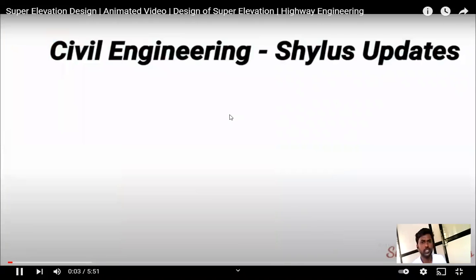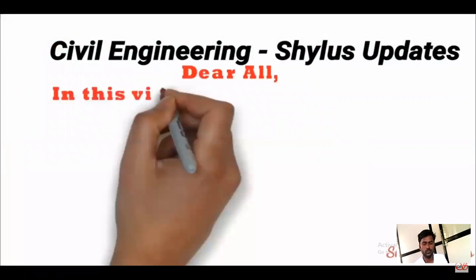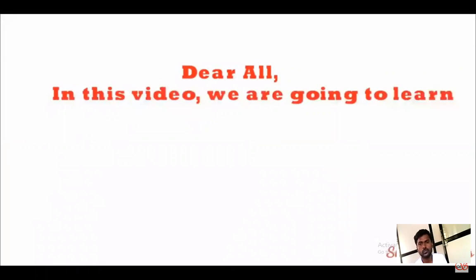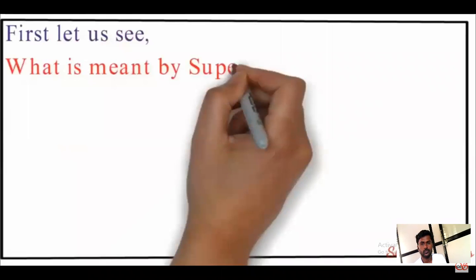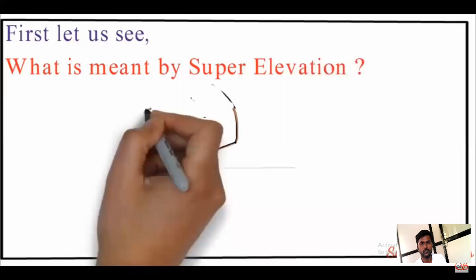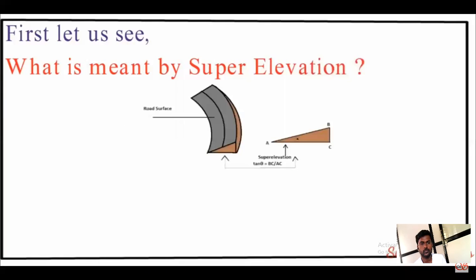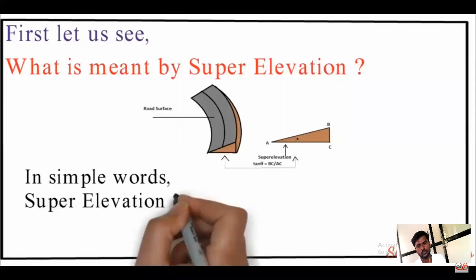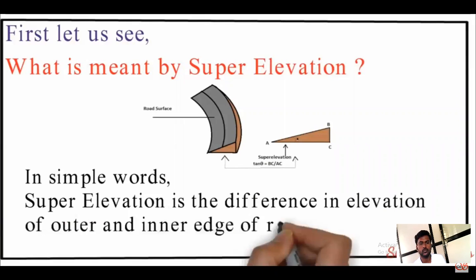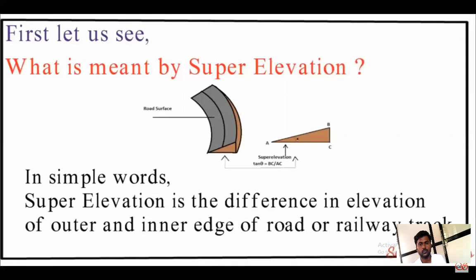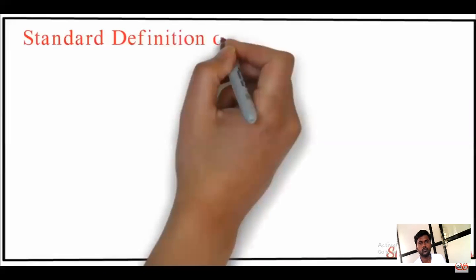Welcome to Civil Engineering Shiloh's Updates. Dear all, in this video we are going to learn the design of super elevation. First, let us see what is meant by super elevation. In simple words, super elevation is the difference in elevation of the outer and inner edge of a road or railway track. This is the standard definition of super elevation.